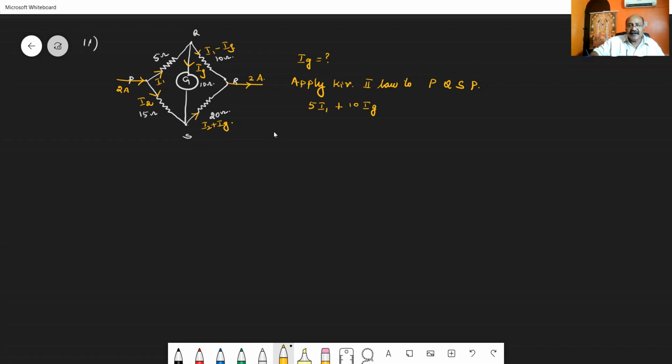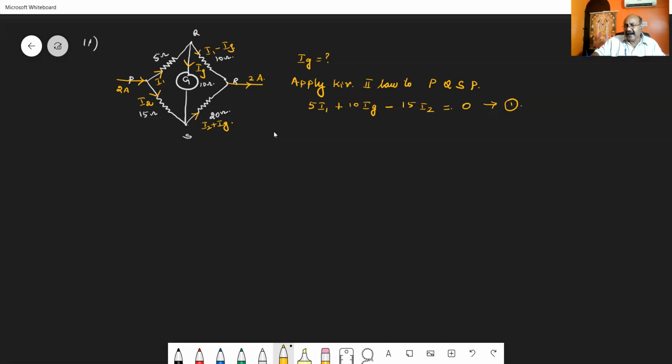What is the next one? When you are moving from S to P, the direction of current is opposite, so minus 15I2. So I can write 5I1 plus 10Ig minus 15I2 is equal to, when I am taking the closed path P, Q, S, P, there is no EMF connected, so the EMF is 0. Let us take this as equation number 1.